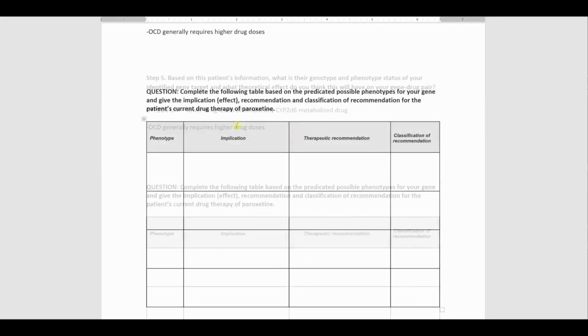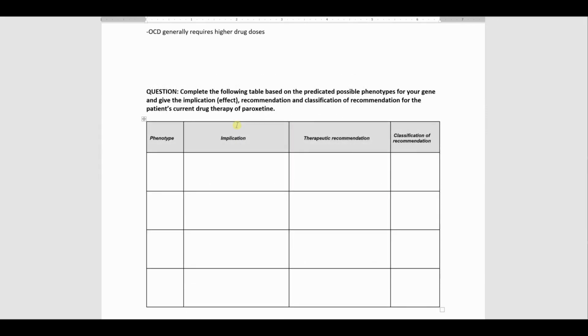Okay, so we figured out our drug-gene pair. We figured out that this patient is an ultra-rapid metabolizer. She'll probably have lower medication levels and probably explains all her failed trials. So let's look at this question before we get to task 3. Complete the following table based on the predicted possible phenotypes for your drug and give the implication or effect, recommendation, and classification of recommendation for the patient's drug therapy of paroxetine.